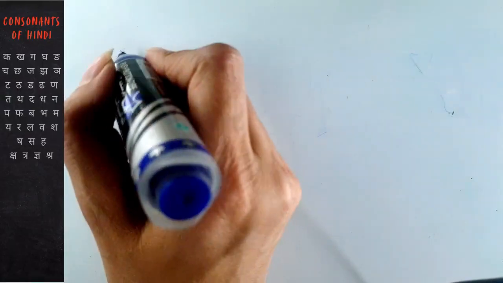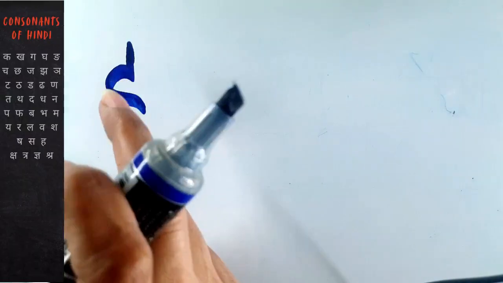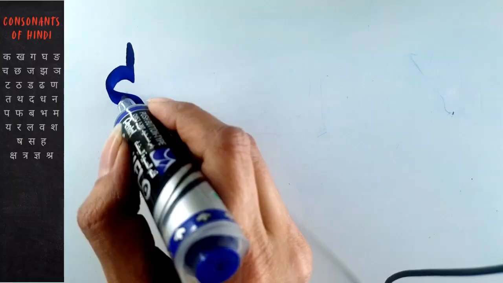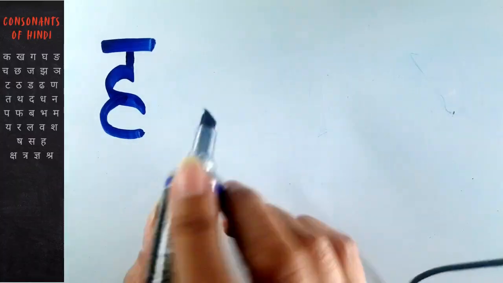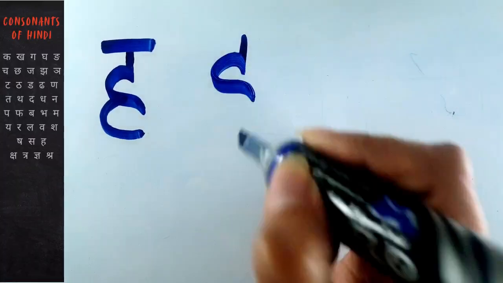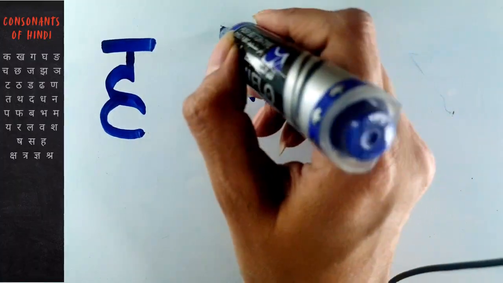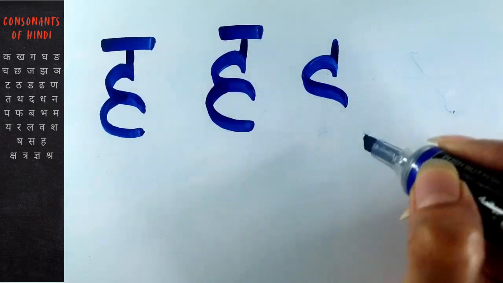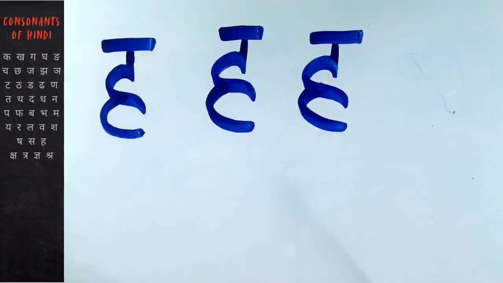Start with a small vertical line like this. Then you do this. Okay, you start with a circle and then pull it down and create the shape. And you do this. This is h. Once again, like this and like this. Once again. This is h.